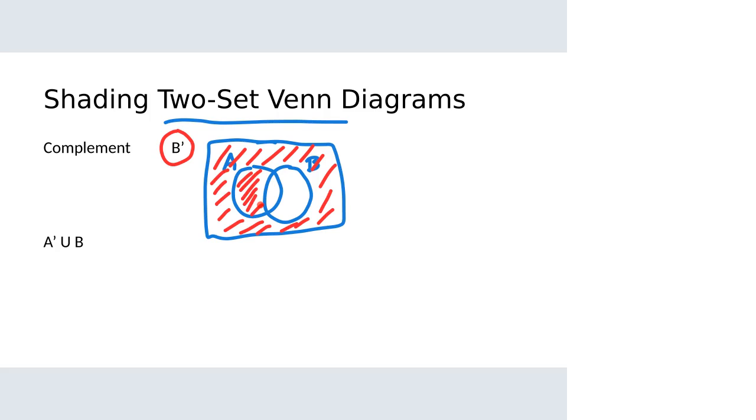And so there it is. That's everything outside of B, but inside the universal set. That's regions 1 and 4. Complement can be challenging. So if you have questions, please ask them.